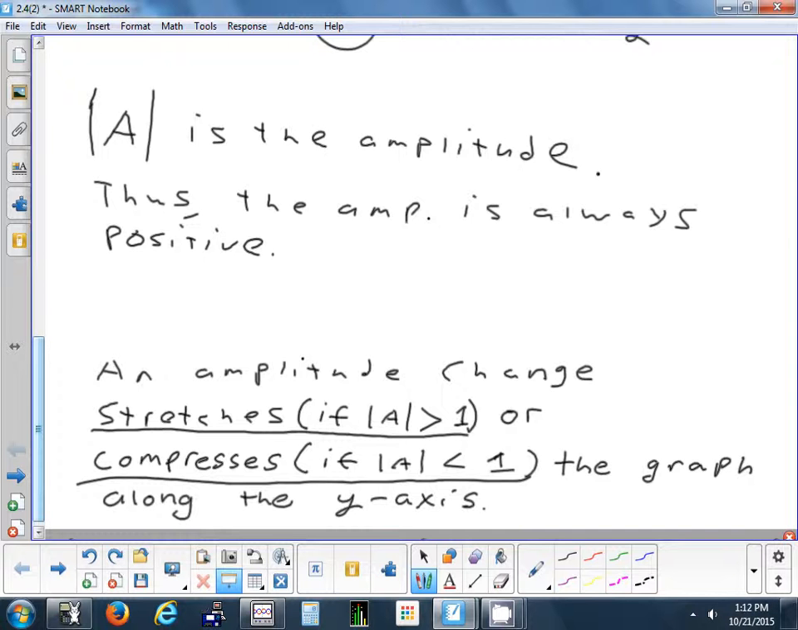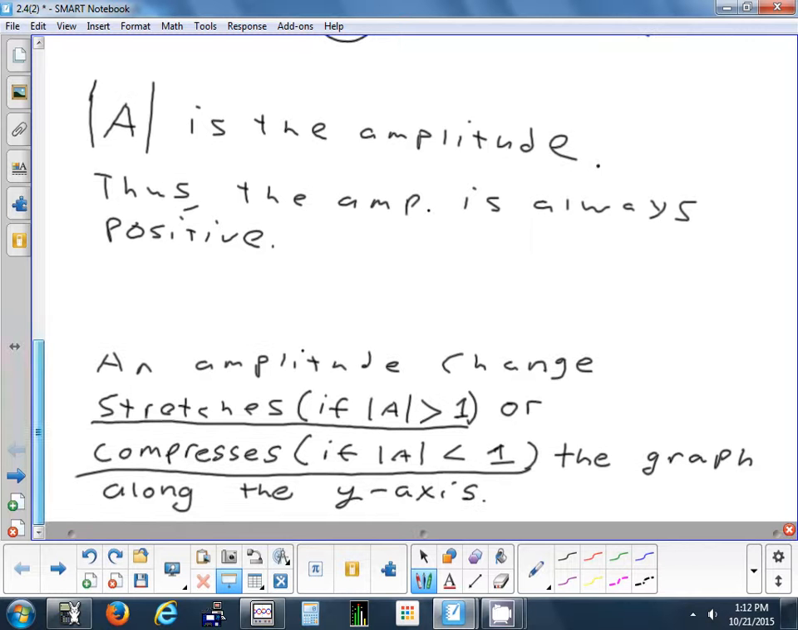And this is all along the y-axis. We're not stretching or compressing along the x-axis. When we do that, we get all kinds of different effects that happen with the sound. We're going to do that tomorrow. Okay, does everybody have that?